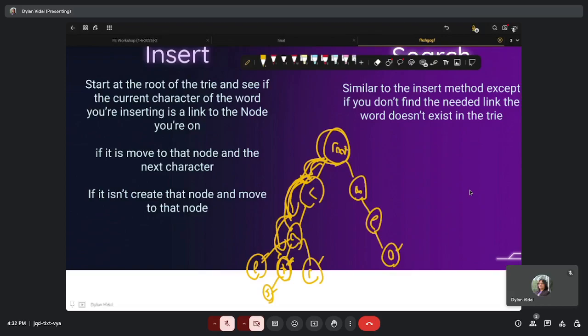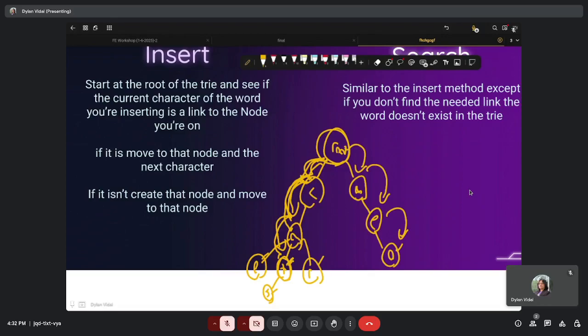But let's say we're trying to search for a word that's not in our trie. Maybe Leon. So let's say there was no N here, but we're searching for Leon. We would go down to the L, the E, the O, and then we would look for a node starting at N, and we don't see it. So now we know that the word Leon is not in our trie.